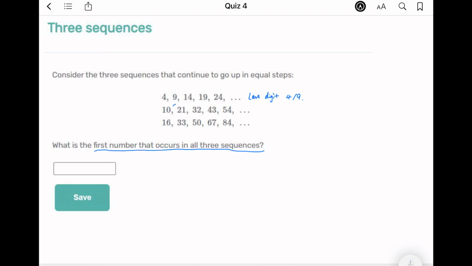For the second sequence, since the number increases by 11 each time and the first number is 10, we can express it as 11n minus 1, where n represents the nth term. For the third sequence, since the number increases by 17 each time and the first number is 16, we can express it as 17n minus 1.